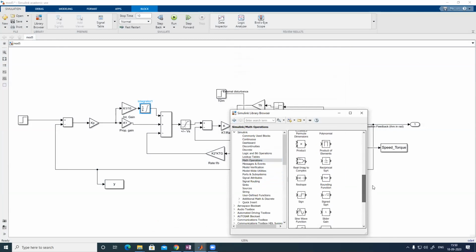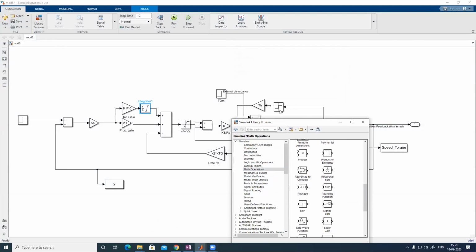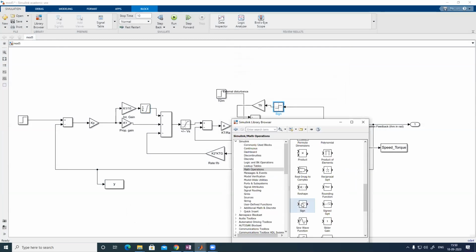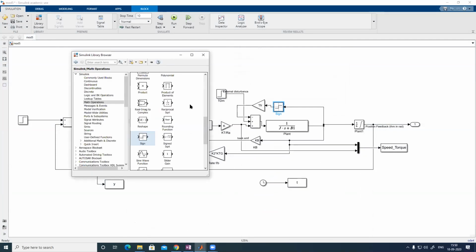And in the math toolbox, the sine function will be there. The sine function is here in the math toolbox. It gives the sign of this value. If it is positive, it will be positive. If it is negative, it will be negative.